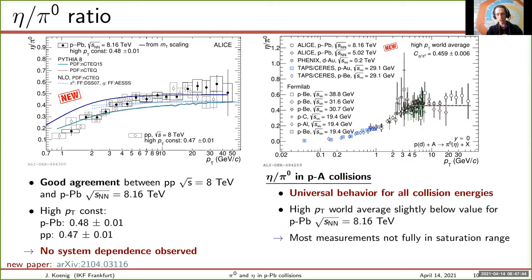We can now include our new PLED measurement in the so-called world data, with measurements at several energies. And we see a universal behavior for all the different collision energies, as expected. And just to mention it, the high PT ratio of the world average is a bit lower than at 8.16 TeV, which is because we are not fully saturated at 4 GeV when we start fitting, where most of the other measurements sit, because our measurement extends this ratio to really high PT.